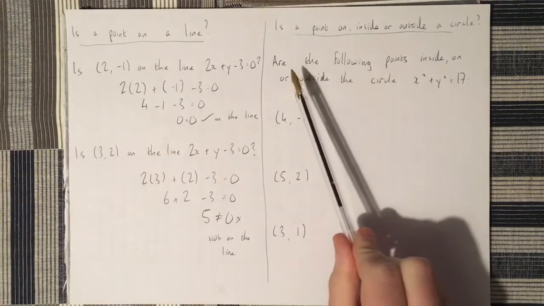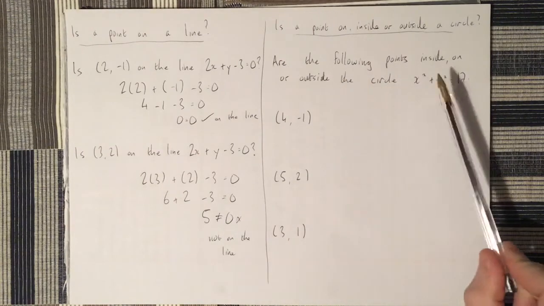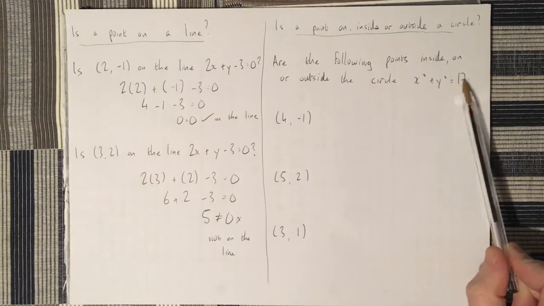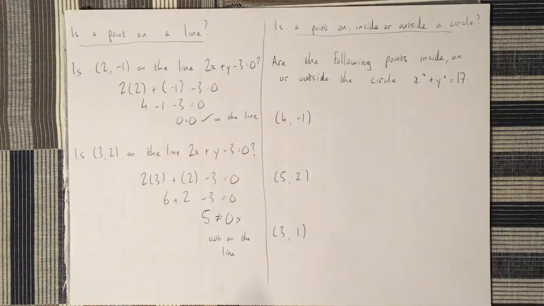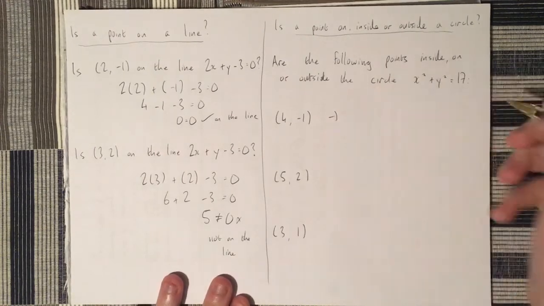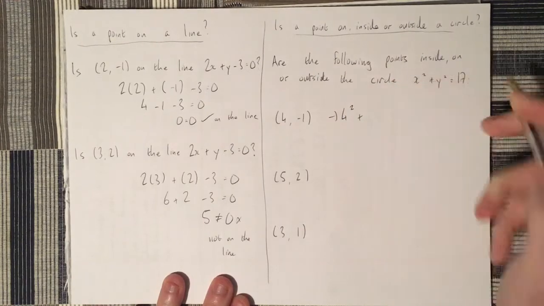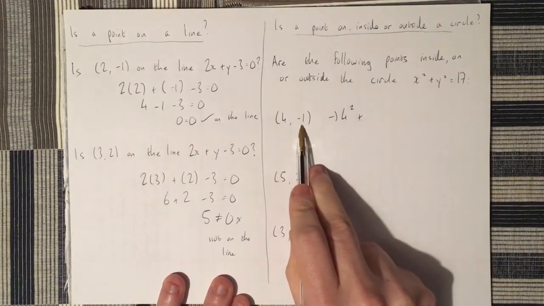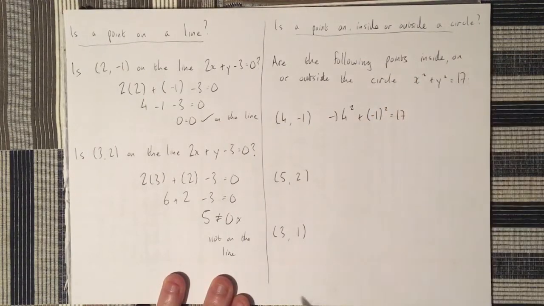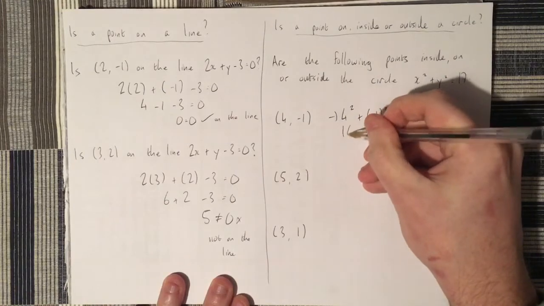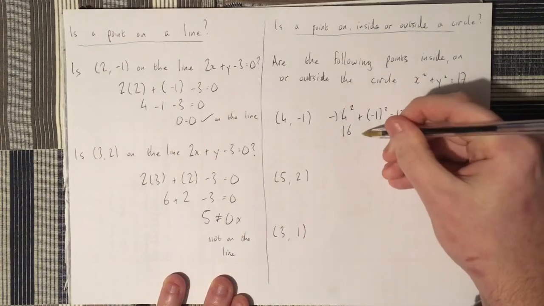Okay, so the question I'm asked here is, are the following points inside, on, or outside the circle x squared plus y squared equals 17? So here's my point, so here's my x, and here's my y. So let's sub them into the equation of this circle. So instead of x squared, it's going to be 4 squared, plus, instead of y squared, it's going to be minus 1 squared, equals 17. 4 squared is 16. Minus 1 squared is plus 1. So this is plus 1.